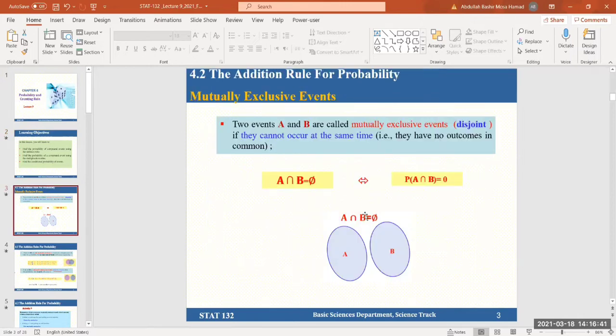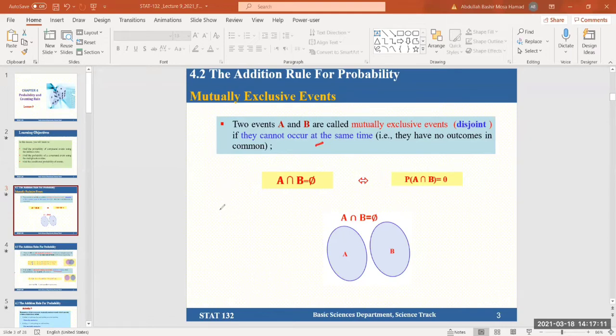We already know this. We discussed that 2 events A and B are called mutually exclusive events or disjoint events if they cannot occur at the same time. No intersection between them. Intersection equals the empty set. It's impossible for them to occur together.